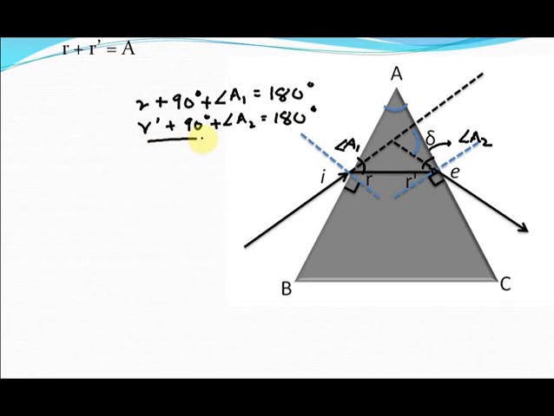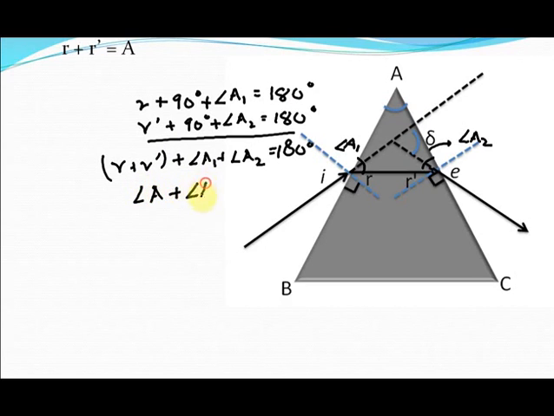When you add both these equations, you get R plus R dash plus angle A1 plus angle A2 is equal to 180 degrees. That's because 90 plus 90 make 180 on the left, which cancels with the 180 on the right side, leaving only 180 degrees on the right side. So you can clearly obtain this expression. Now, angle A plus angle A1 plus angle A2 is also equal to 180 degrees, because these are the angles of a triangle. So that clearly tells you that angle A is equal to R plus R dash.